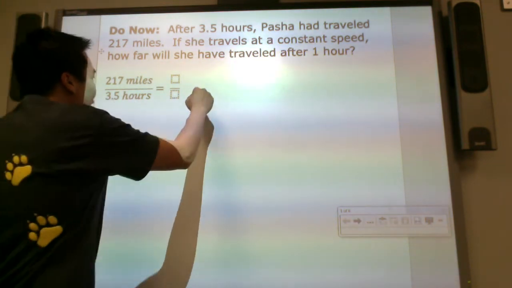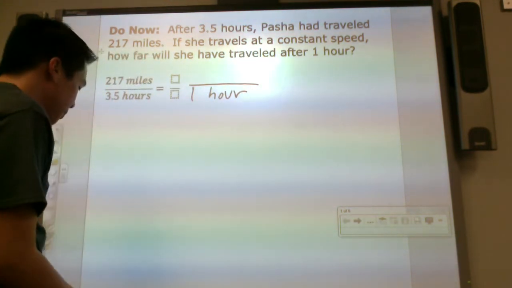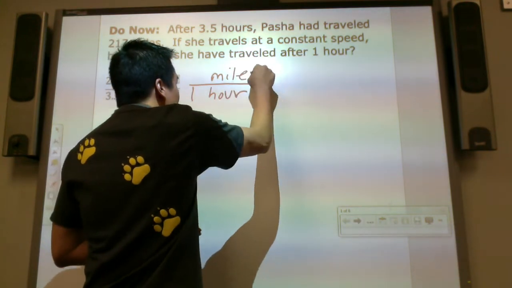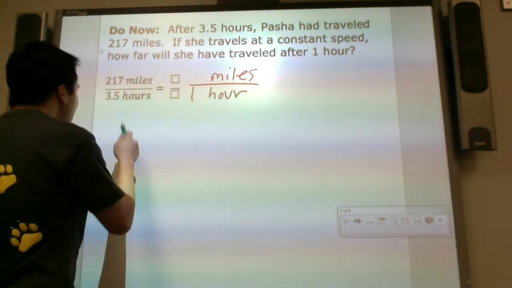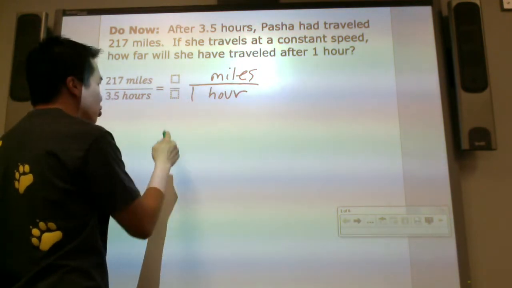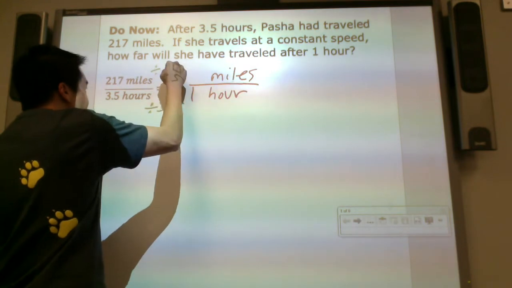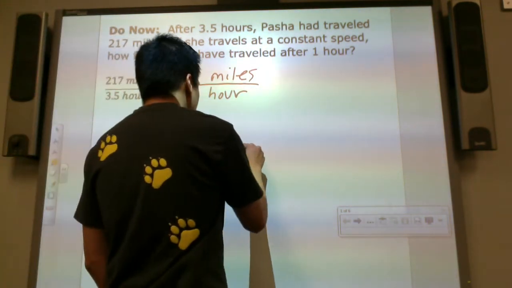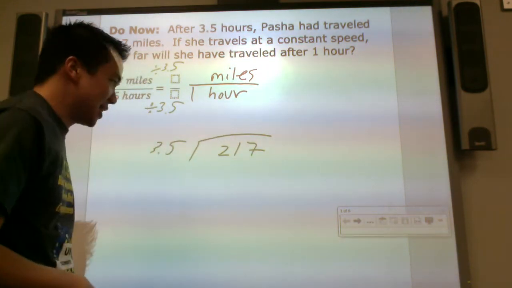I would like to know how long will it take her to travel 1 hour. So, and let's label this. I want to know how many miles it take her to travel in 1 hour or per hour. So how do you turn 3.5 hours to 1 hour? You divide both numbers by 3 and 5/10. So what is 217 divided by 3 and 5/10?